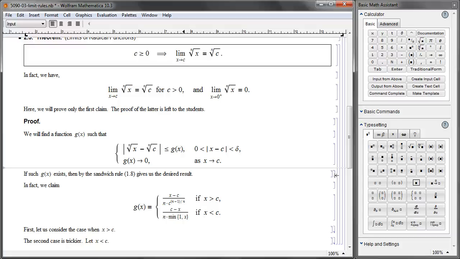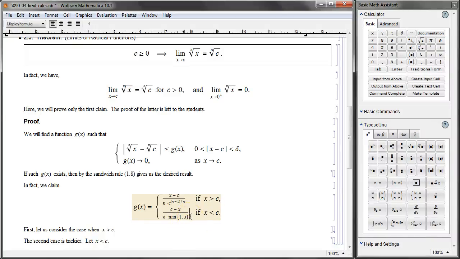Now, what kind of g we're going to get? Well, that's the tricky part, and here it is. When x is greater than c, we're going to get the top expression x minus c over this denominator, and this denominator looks complicated, but that's constant. C is constant, n is given. Those are constants, so x minus c goes down to 0.